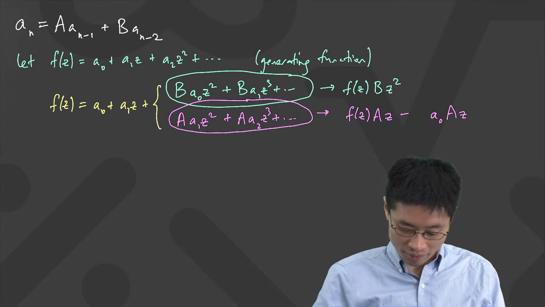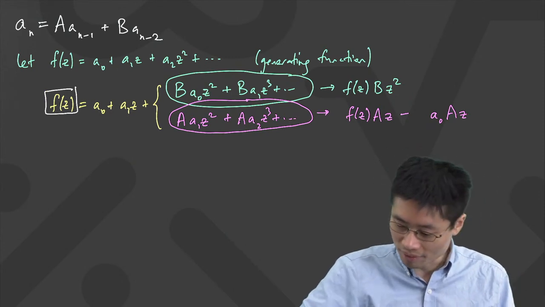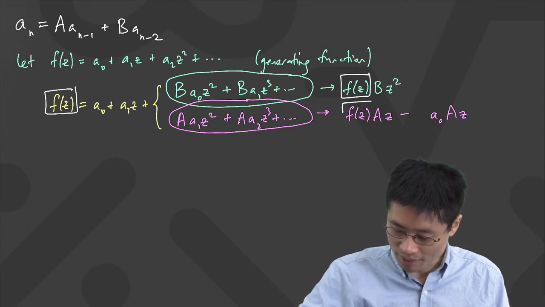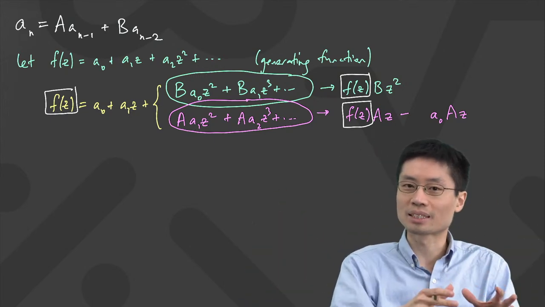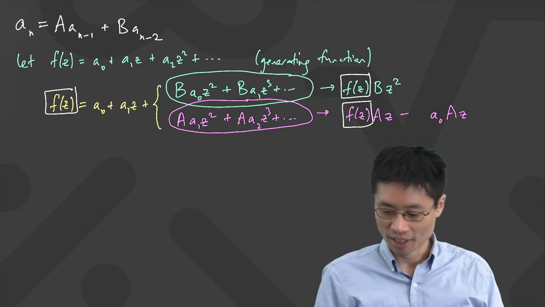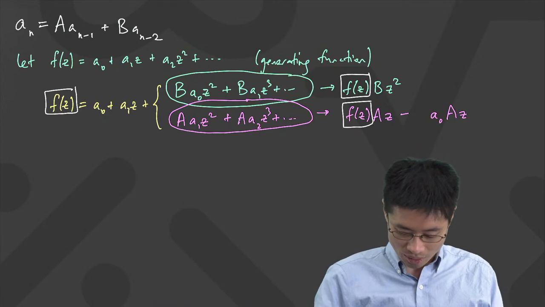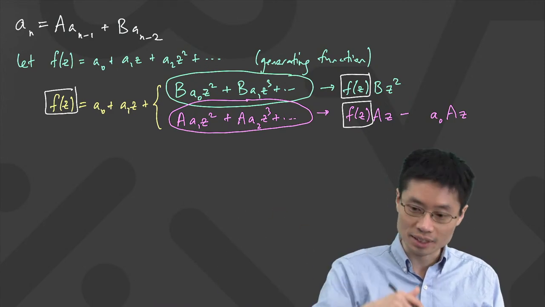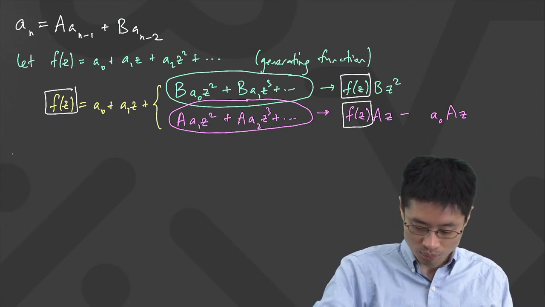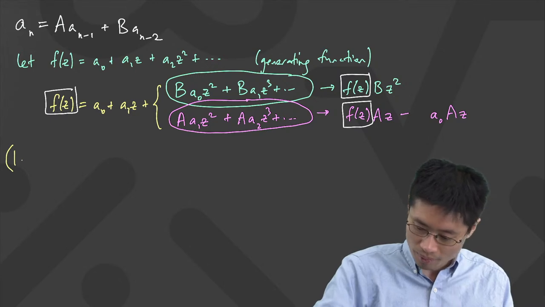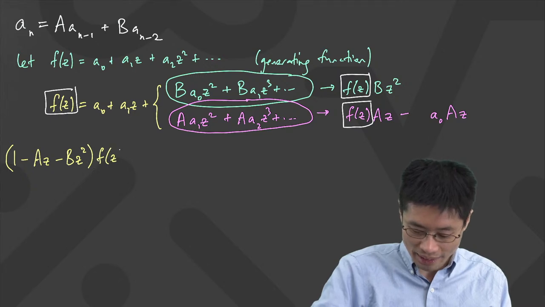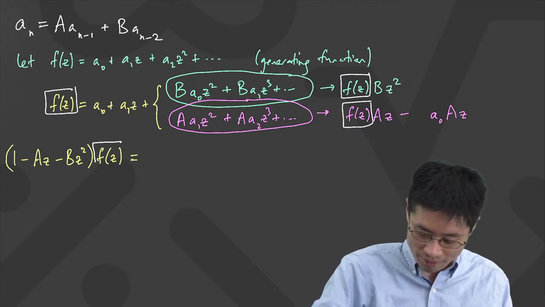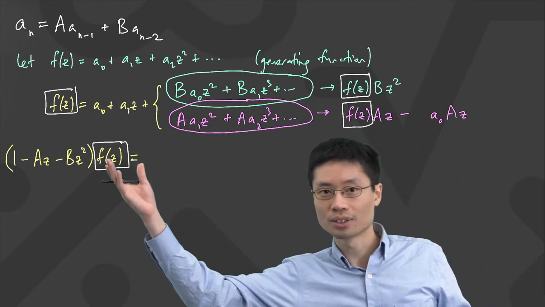So now I need to just go and solve for f of z. I have f of z here, I have f of z there, and I have f of z there. These are the three things I'm putting in boxes because that's what I'm trying to solve for. And I can just put all the f of z stuff on one side and all the non-f of z stuff on the other side. Once you put all the f of z stuff on one side, I'm going to do a factoring on this. Over here I got one minus capital A z minus capital B z squared. That's how many f of z's I get, is equal to, I'm going to write a box around the f of z, because that's what I've factored out, okay?